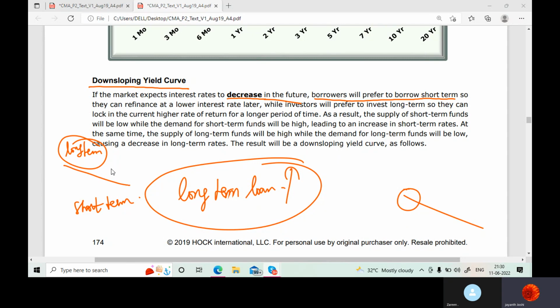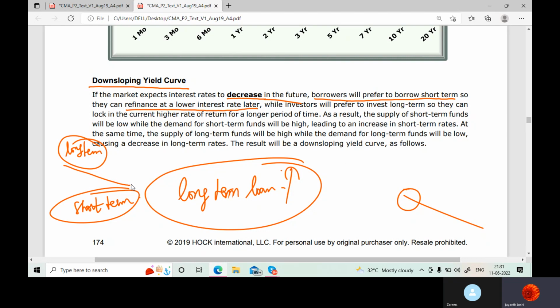So now, if we know that in the long term the rates are going to decline, we should wait for some time down the line, 4 or 5 years, and then borrow, because we get the loan at a somewhat cheaper rate since the interest rates are going to decrease. We expect that. So if we borrow right now at a higher rate, we end up paying more interest. So it is better to borrow after 5 years. And since we have a requirement of money now, we borrow for short term. So here the economics concept comes into the picture. Borrowers will prefer to borrow short term, so they can refinance at a lower interest rate later.